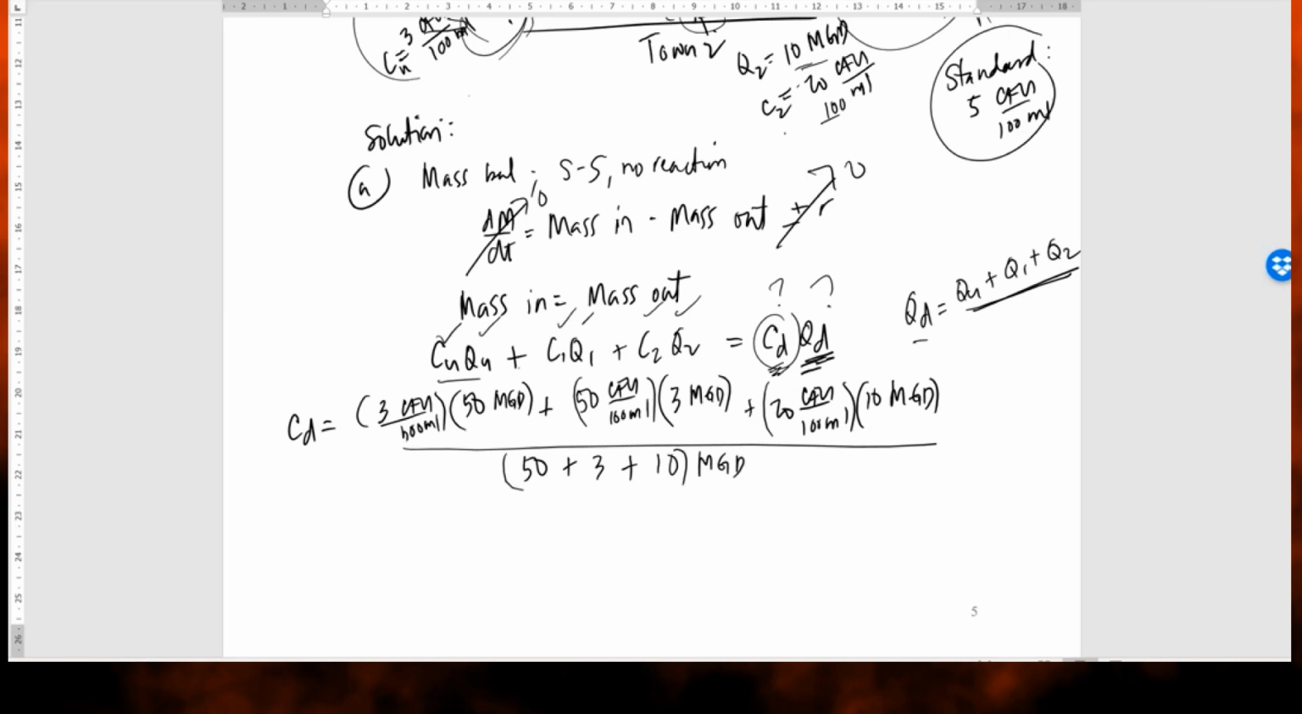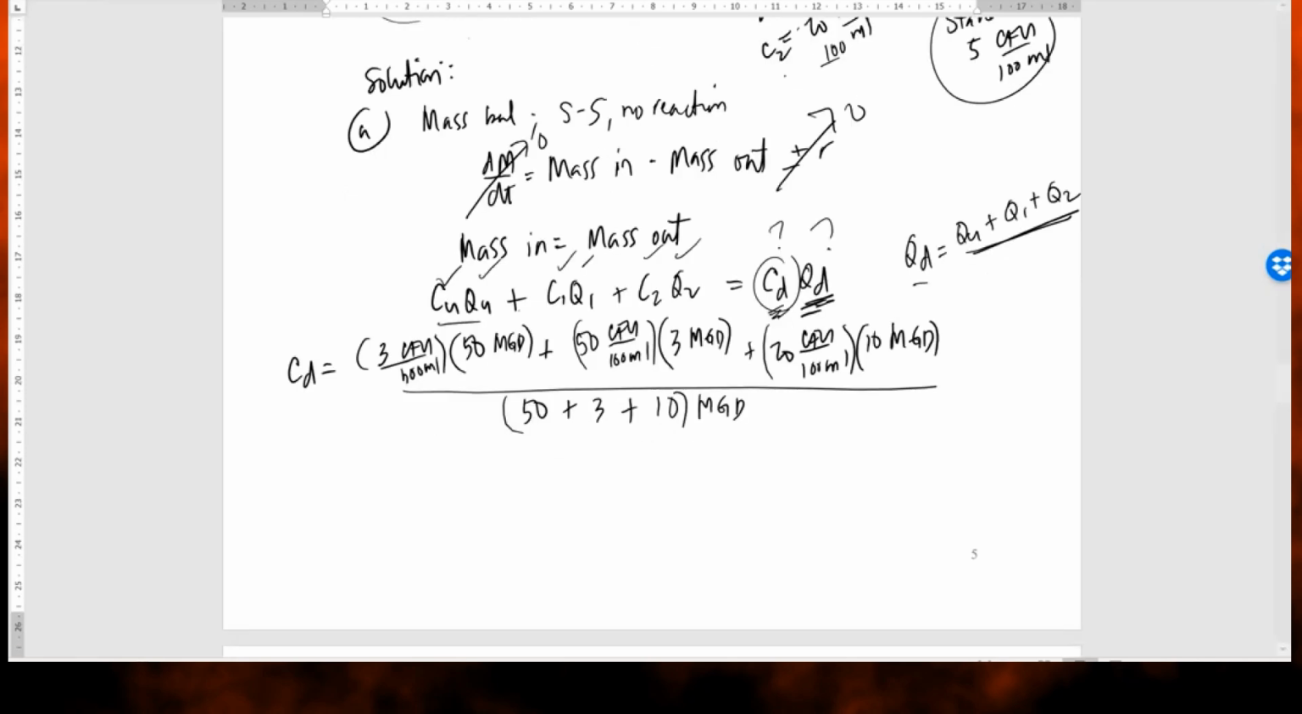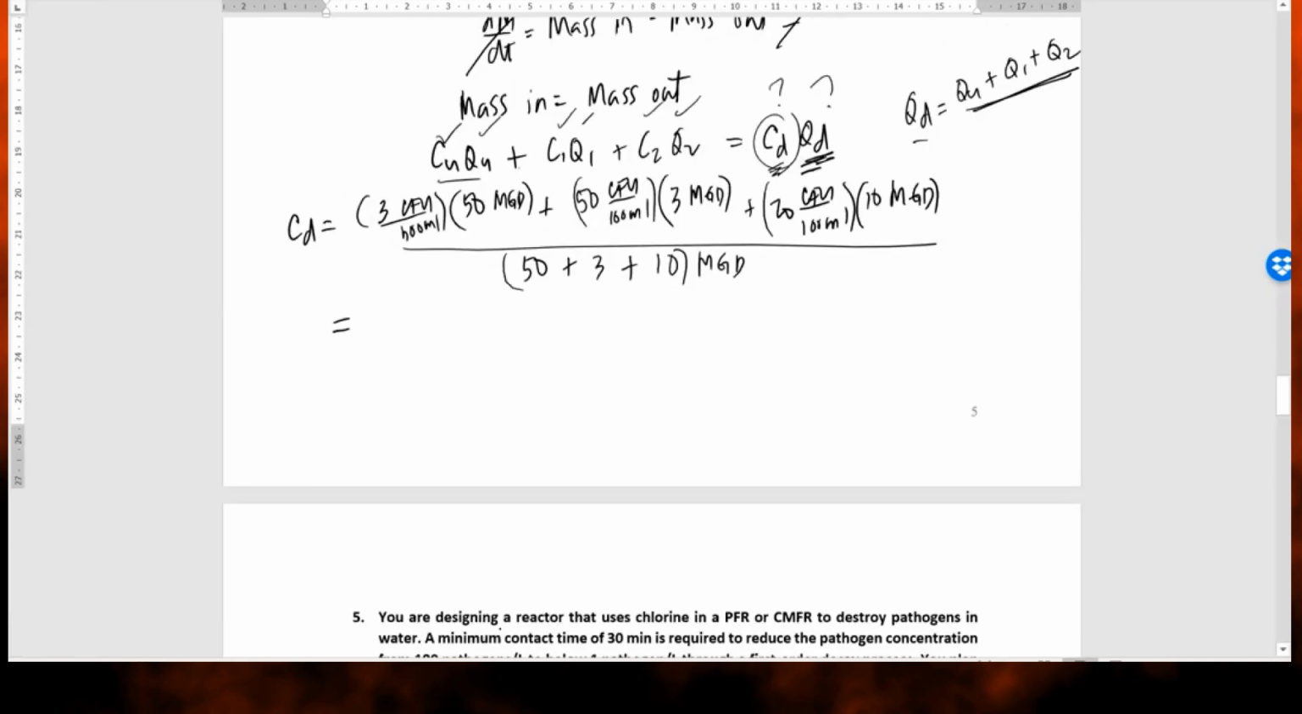Everything is in the same units. So now the answer for C sub D is 7.9 CFU per 100 ml. What does it mean? The meaning is that 7.9 is still greater than 5.0.